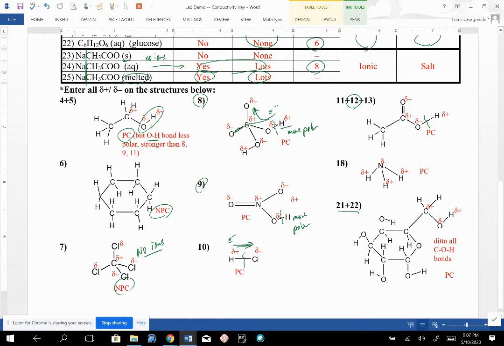Number 21 and 22, the glucose has the same thing as the ethanol in number 4 and 5. We got those COH bonds. There's one COC bond, but those COH bonds are all less polar and stronger than 8, 9.